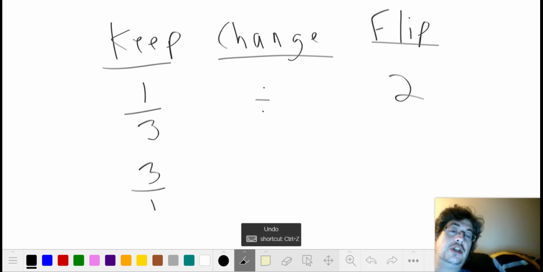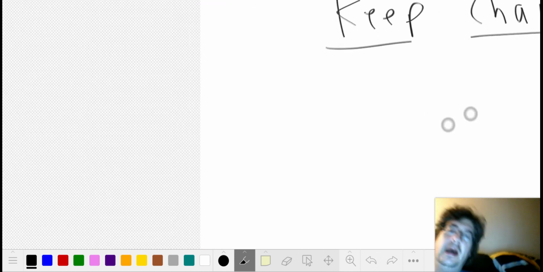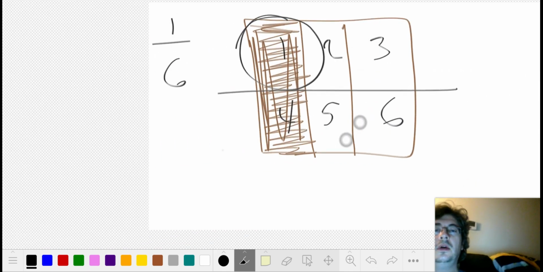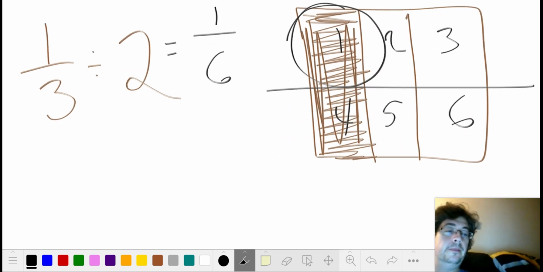But if you're ever not quite sure if you did the keep, change, flip method correctly, go back to the models. Okay, the models really help you see what's going on. All right, and that definitely helps you see if the answer you get makes sense. Okay. So I hope this video helps you guys dividing whole numbers and fractions and whole numbers. Really not too bad. I wish you luck in your future mathing, and remember, guys, reach out to me if you have any questions or concerns about your work.